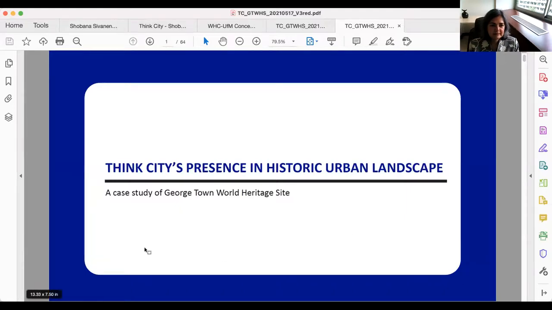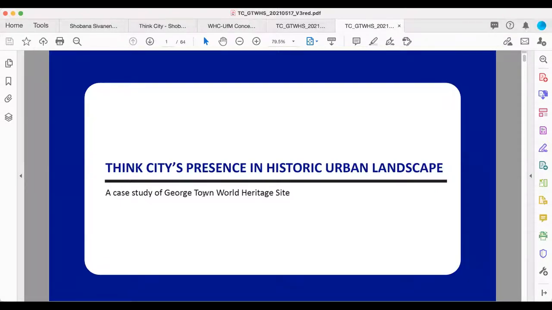Yes. Okay, perfect. Thank you very much for inviting us to join this wonderful gathering of people who are concerned about how you retain and preserve part of our historical urban landscapes that hopefully we can retain and share with the future. I'm glad that we are able to come and share with you the experience in Georgetown.